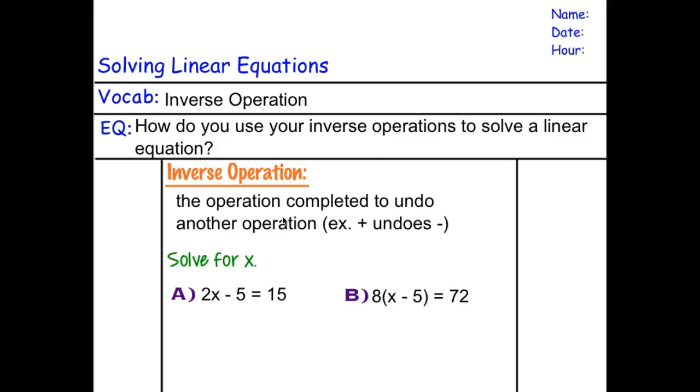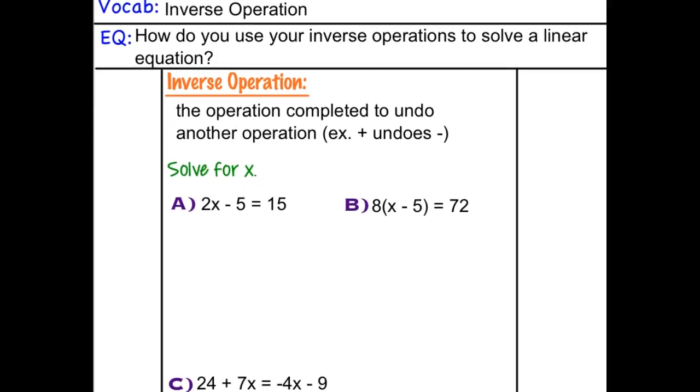The example: addition does subtraction. So basically, if we also take a look at the opposite, if I have a positive number, I'm going to take the negative number, or opposite, to get rid of it. So for example, let's look at A, solving for x. We have 2x minus 5 equals 15.